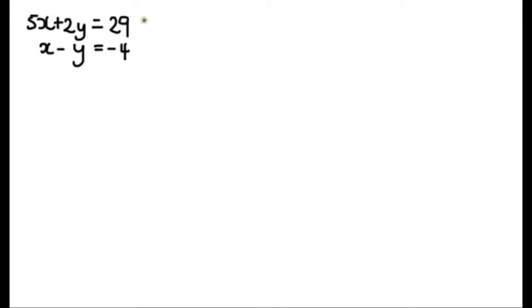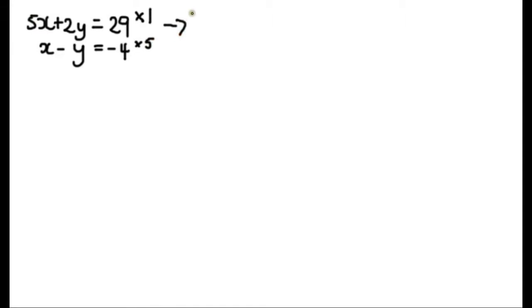So to make the coefficient the same for the x term, we're going to look at that instead of the y. You multiply this entire equation by the coefficient of x in the other equation, and you multiply the other entire equation by the coefficient of x in this equation. So you multiply this entire equation by 1, since that's the coefficient of x in the other equation, and you multiply this entire equation by 5, since that's the coefficient of x in the other equation.